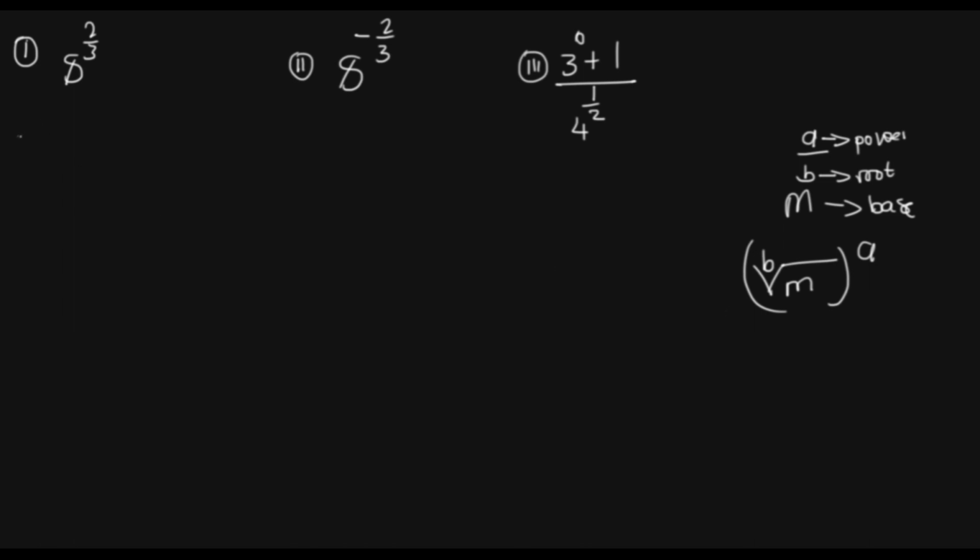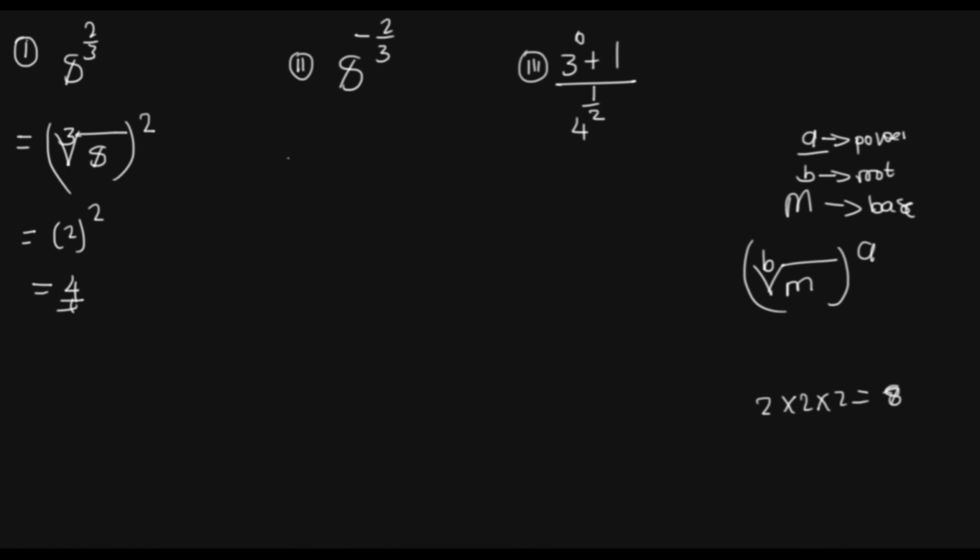So let's look at the first one. The first step is we need to write the root symbol. Then under the root, our base is 8, so our 8 is here. Then our root is 3, then everything raised to the power 2. So we can find the third root of 8. We are looking at the number that we can multiply by itself 3 times to give us 8. So 2 times 2 is 4, times 2 is 8. So the third root of 8 is 2. So we get 2 to the power 2, which is 4.